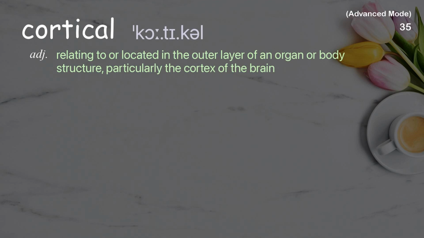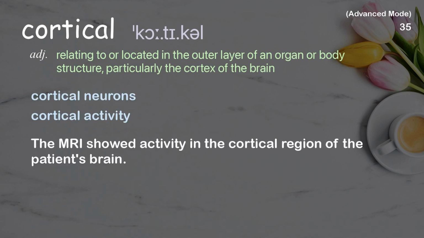Cortical. Relating to or located in the outer layer of an organ or body structure, particularly the cortex of the brain. Examples: cortical neurons, cortical activity. The MRI showed activity in the cortical region of the patient's brain.